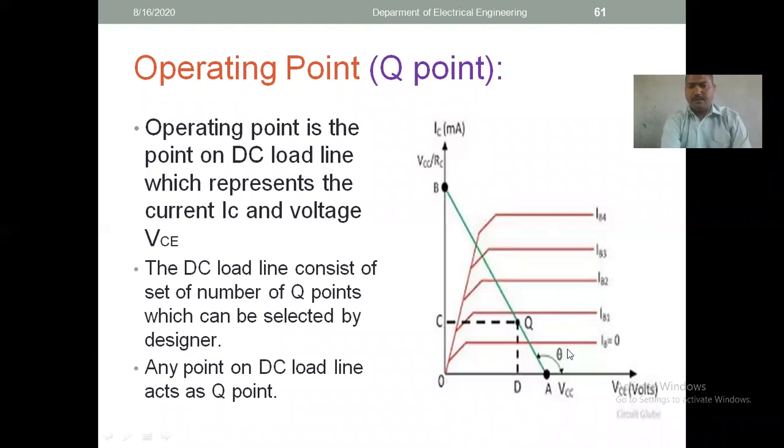See, the operating point decides how the particular device should work. When the operating point position is towards here, it acts as a cut-off region. When it is at the center of the load line, it works as an amplifier. When it is at the upper position, it acts as a saturation point. When it is in the cut-off region, it acts as an open switch. When it is in the saturation region, it acts as a closed switch. That is the relationship of the operating point with the operation of your transistor.